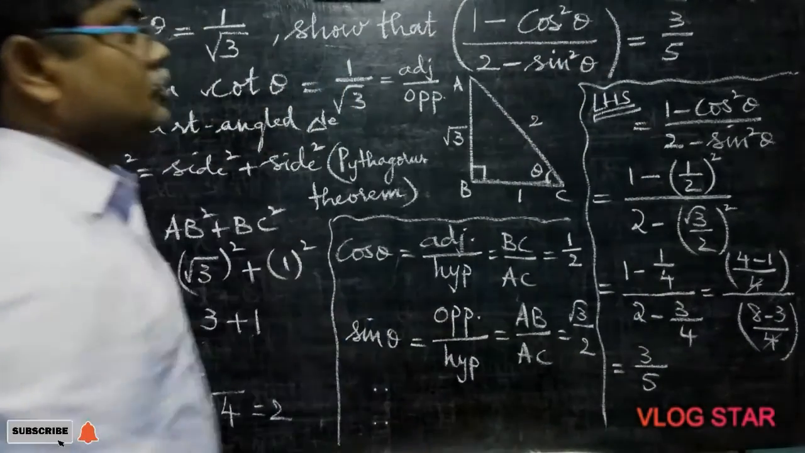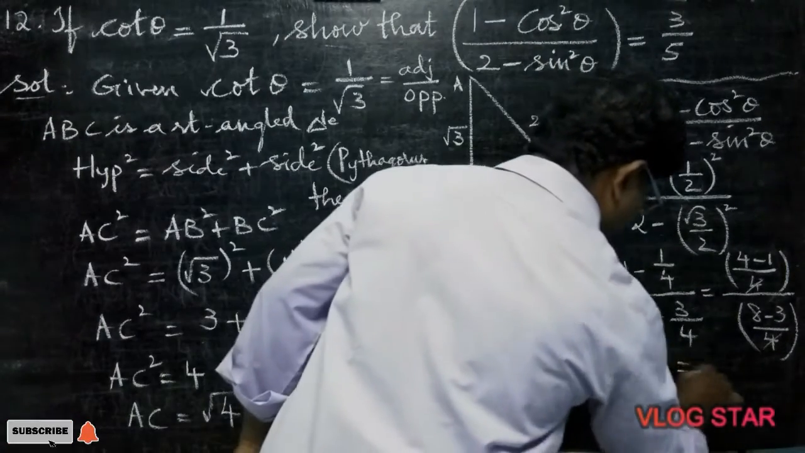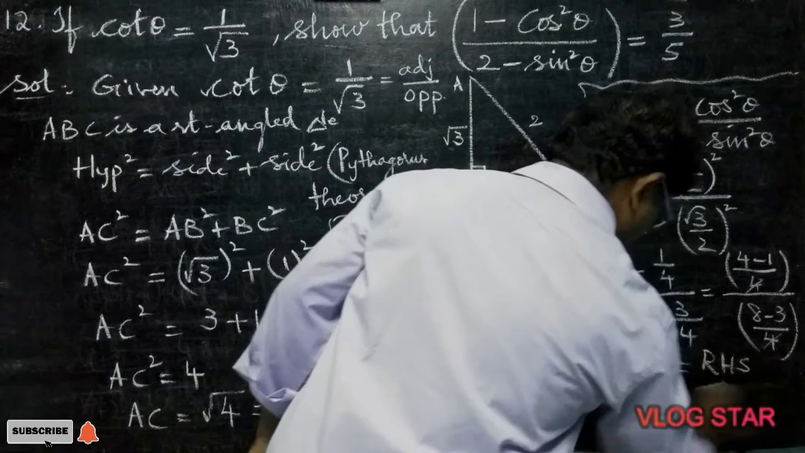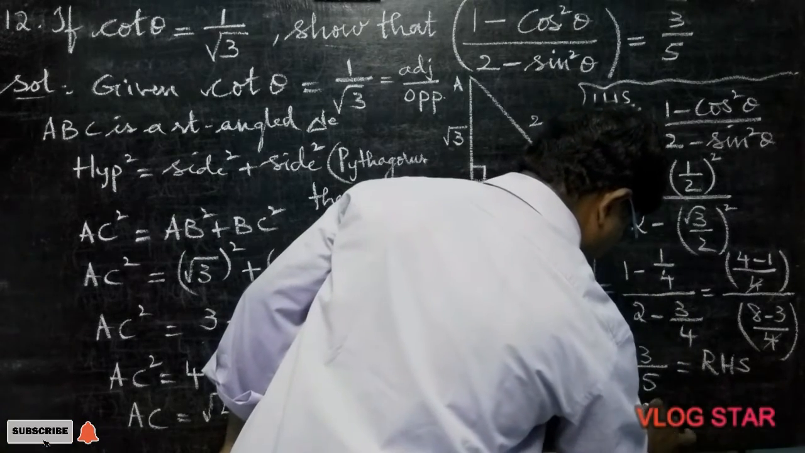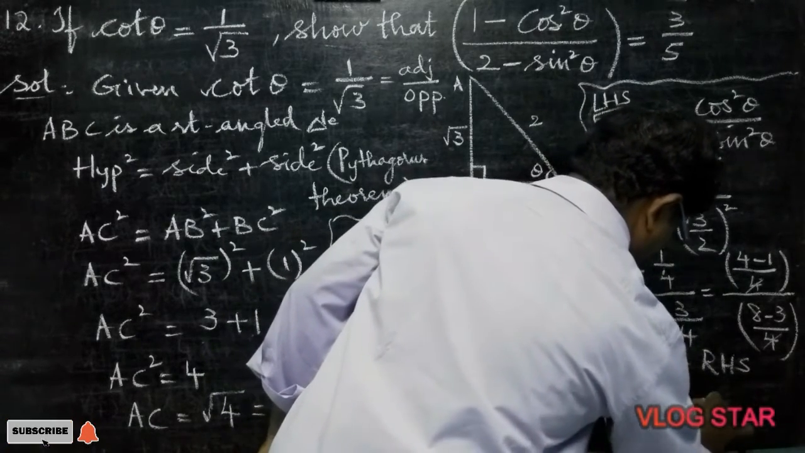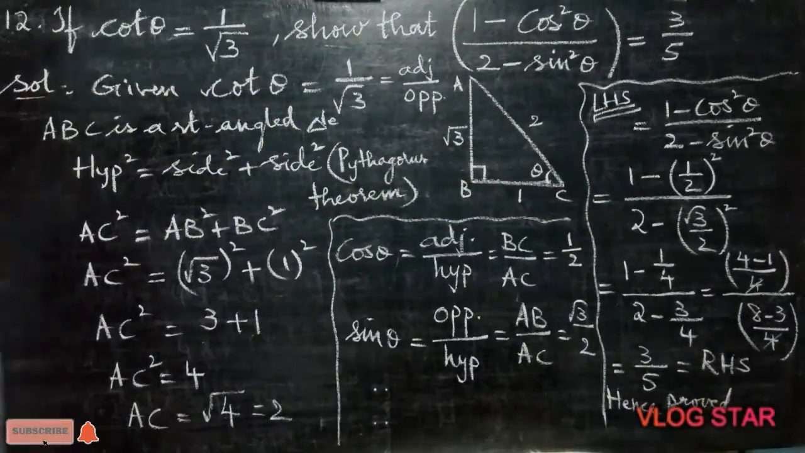They told to prove that 3 by 5. We got it. LHS is equal to RHS. Hence proved. This word you have to mention. This is the way of solving the problem.